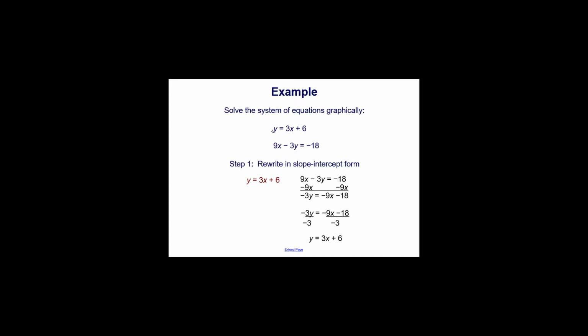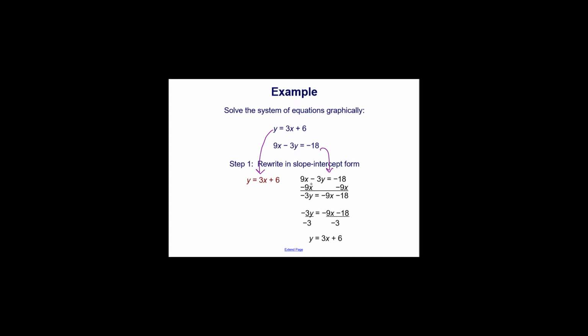The first equation, y equals 3x plus 6, is written in slope-intercept form already. There's no work to be done. The y is by itself in the equation. But 9x minus 3y equals negative 18 needs to be rewritten. It needs to have y solved for in that equation.